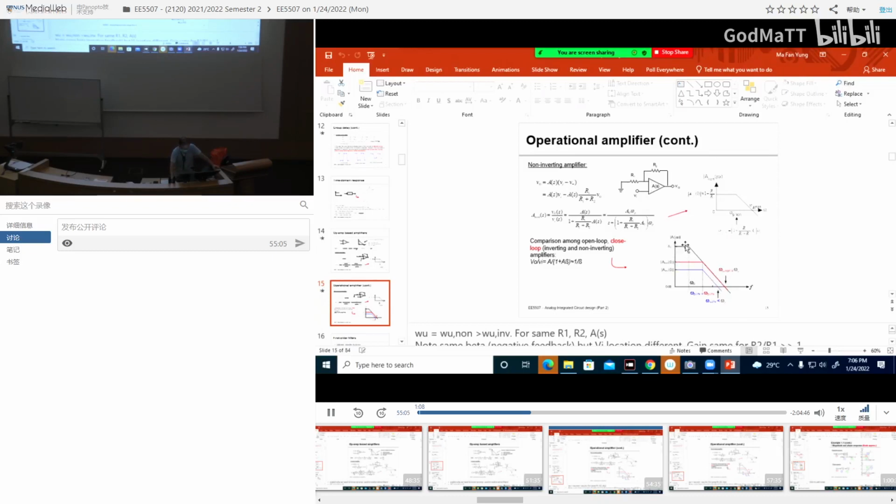This one is the op-amp open loop frequency response. The non-inverting is the red curve, and the inverting is the blue curve. So there's a slight difference between the transfer function of the inverting versus the non-inverting amplifier.